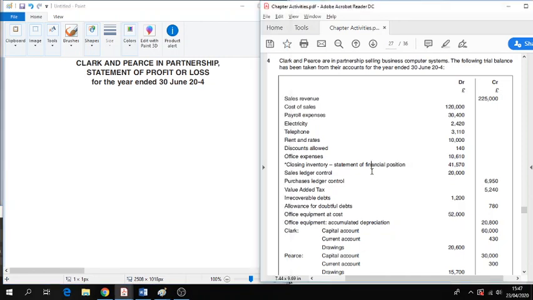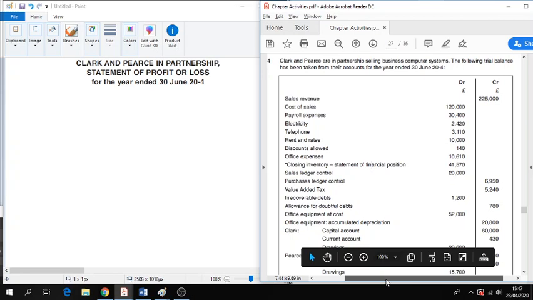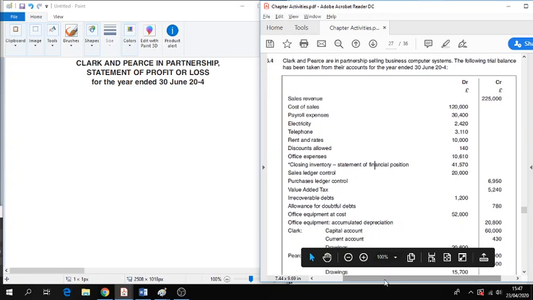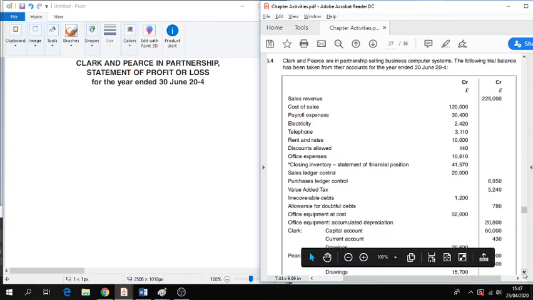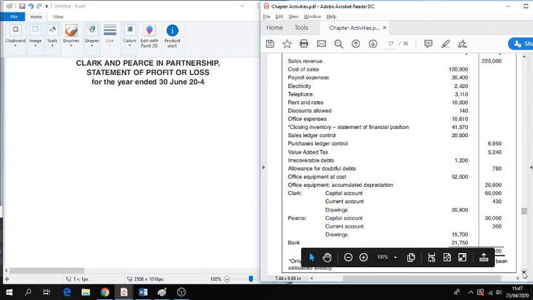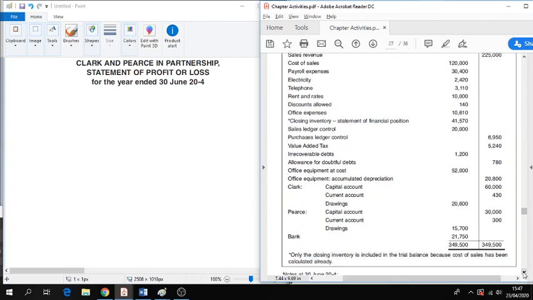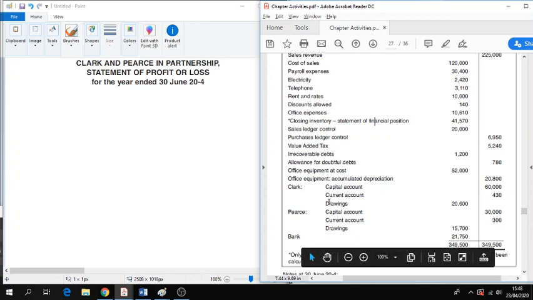Hello, today I'm going to be going through a question on partnership financial statements. So what I have for you on the right hand side is a question where you have a trial balance. Okay, so we've got a trial balance on the right hand side. Typical income, expenses, assets and liabilities. We have some information about capital and current to do with partners. We've got two partners, Clark and Pierce.